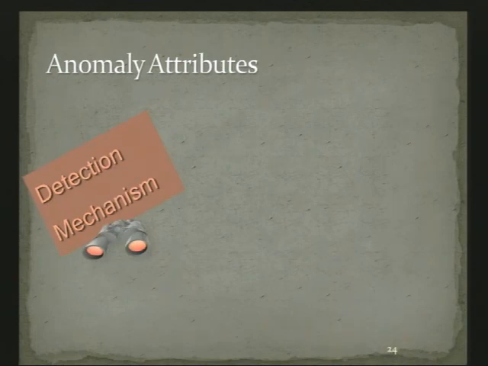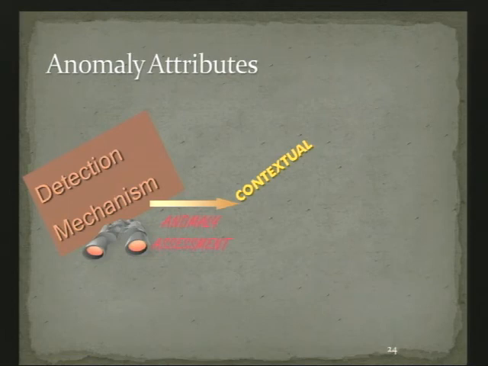Okay, so now I'm going to talk about what happens when a detection mechanism detects an anomaly and submits an anomaly assessment to the response mechanism. What is the anomaly assessment going to look like? It's going to be submitted in terms of two kinds of attributes. One is contextual, another is structural.